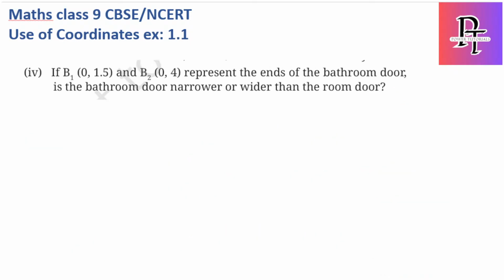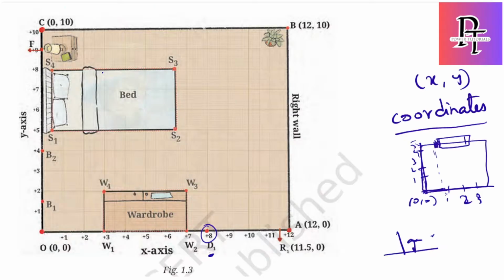Okay. Next, the fourth question. I think this is the last question of exercise 1.1. So what is the question? If B1 and B2 represent the ends of the bathroom door. Where are B1 and B2? Here, I will mark it with another color. So this is B1 and this is B2. From the bedroom there is a door which is connecting to a bathroom.